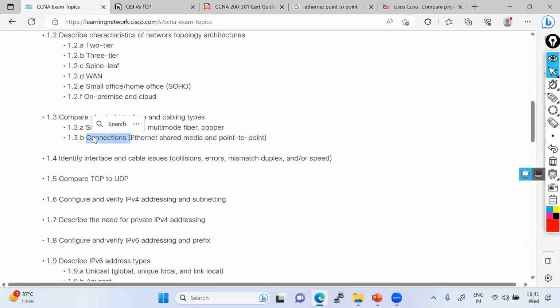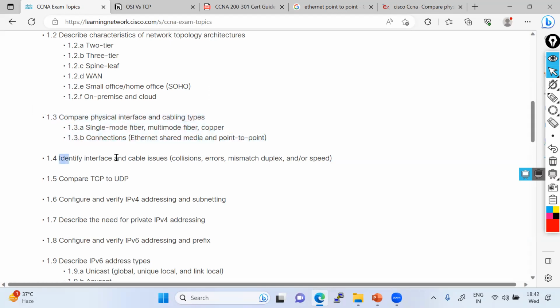Shared media, if you say so, you understand something is connected in a series of the network. Series of the network means multiple devices sharing the communication, right? And after sharing, they get communication over that shared media. But if I'm talking about point to point, that means there is a one to one communication that is not going to be shared between multiple devices. Okay. So this is something about the physical interface type, right?